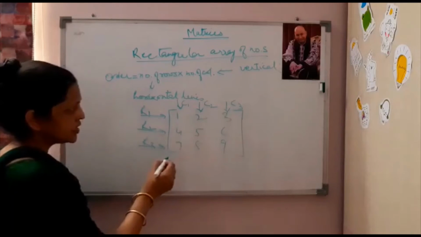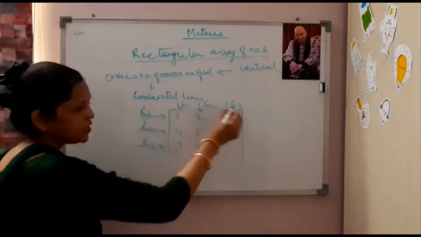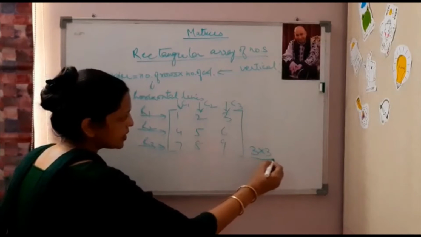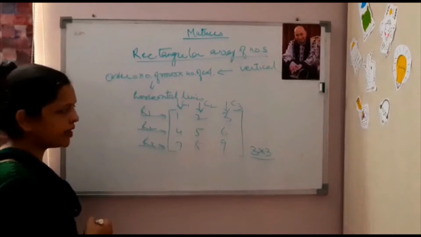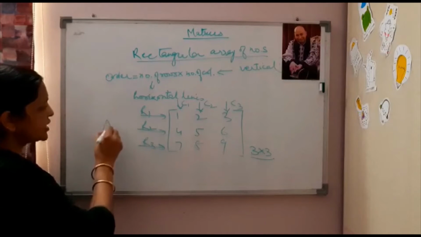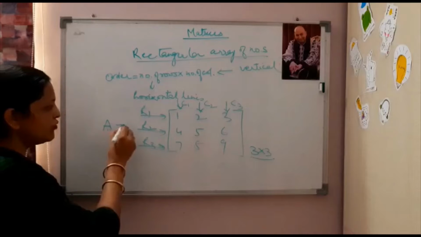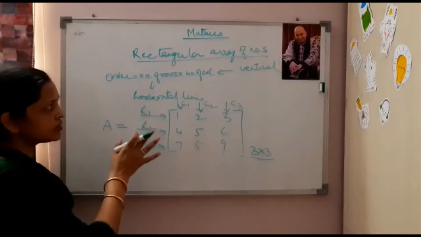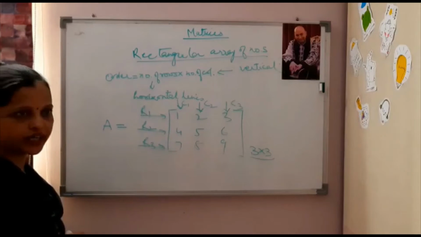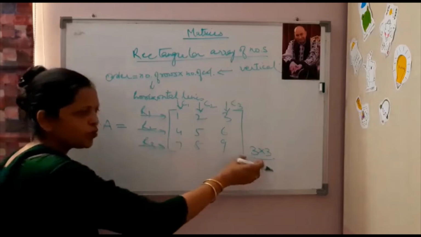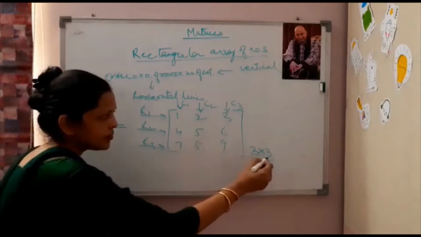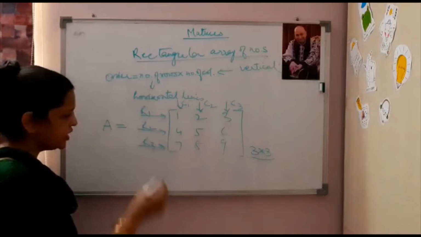Now in this matrix, there are 3 rows and 3 columns. So your order will become 3 by 3. This is the method by which you can write the order of a matrix. Matrices are given a capital letter, say A or B or whatever it is. So that's how you can find the order of a matrix. There may be 2 rows or 3 rows or 2 columns or 3 columns, whatever it is. In this case, the number of rows and number of columns are the same.